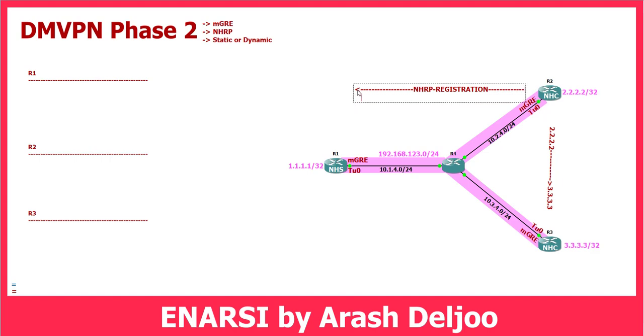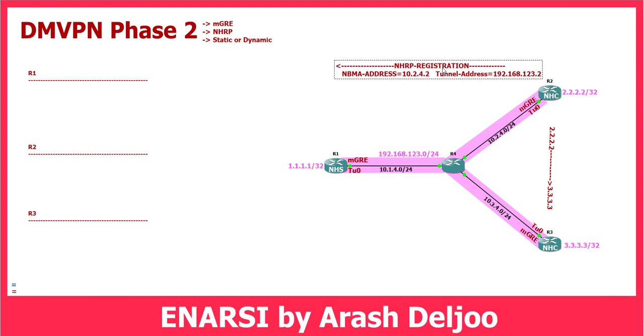Here we have this information, the NBMA address. You have learned about the detail of this information. Only let me say here we have the NBMA address. The NBMA address is 10.2.4.2. This is actually the physical address. And then we have the tunnel address, or protocol address, or logical address. All of them are correct. The tunnel address is the logical address, or the address of the tunnel, 192.168.123.2. Okay, this is the NHRP registration request. Also, we are receiving an NHRP registration reply.